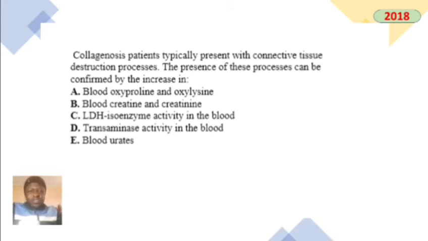Collagenosis, this is a disorder of collagen synthesis, right? Collagenosis patients typically present with connective tissue destruction process. The presence of these processes can be confirmed by the increase in what? Okay. What will increase in these cases, right? So if you remember the pathway for collagen synthesis, right? Hydroxyproline, right? Addition of OH on the proline residues, and then from there is addition of sugar. That one is known as glycosylation, right? And then from there, then the procollagen will be released, right?